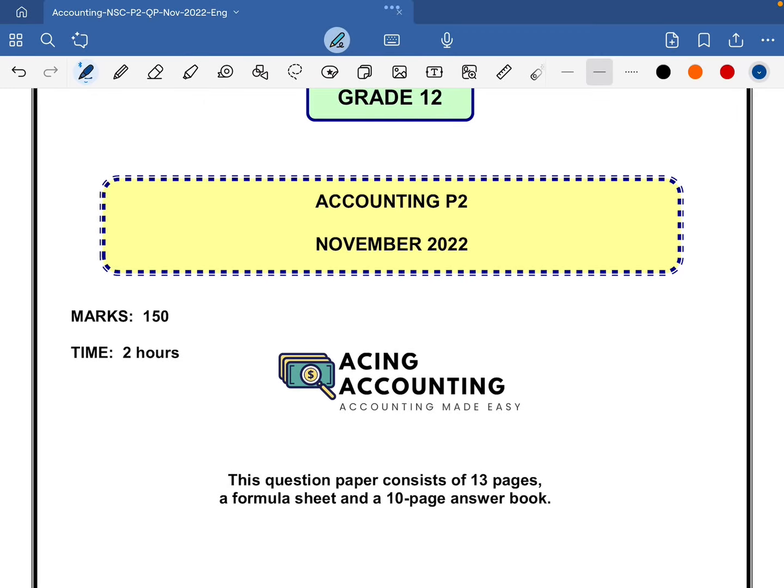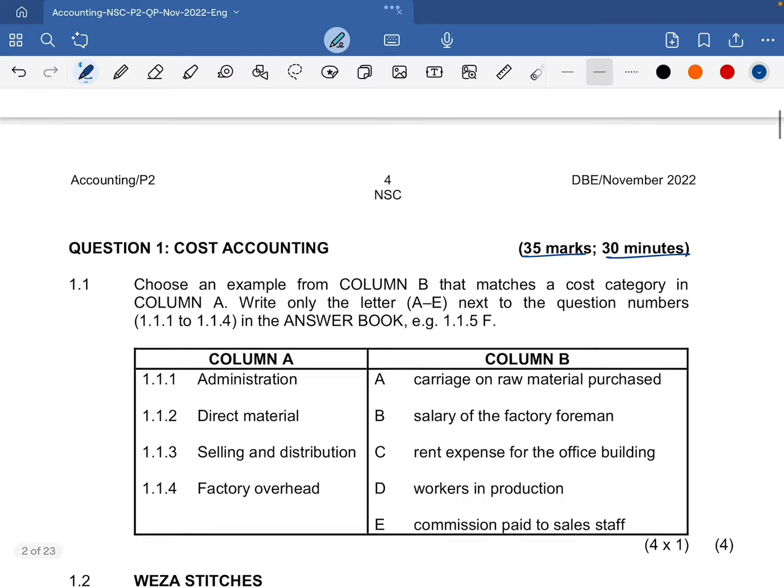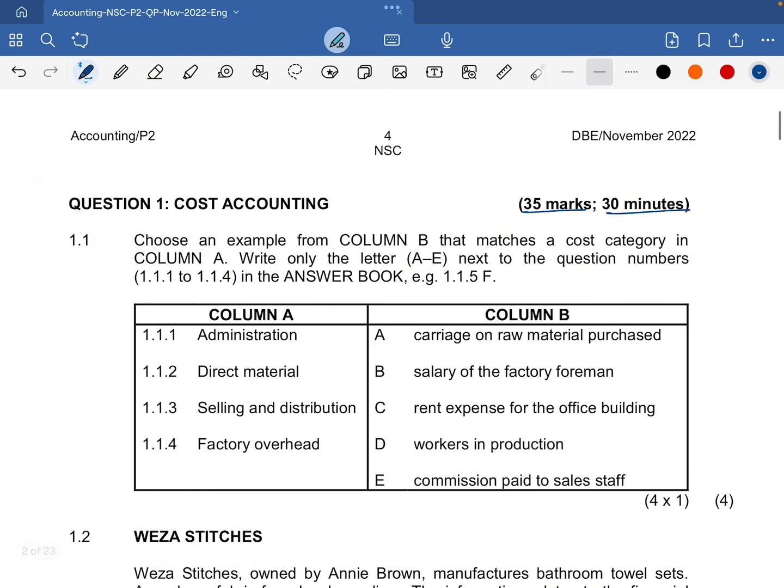Today we're looking at accounting paper 2, November 2022, specifically focusing on question 1 of the paper, which consists of 35 marks and is to be completed in 30 minutes or less, of course. So 1.1.1 says choose an example from column B that matches a cost category in column A. Now we're supposed to write only the letter A to E next to the question numbers.